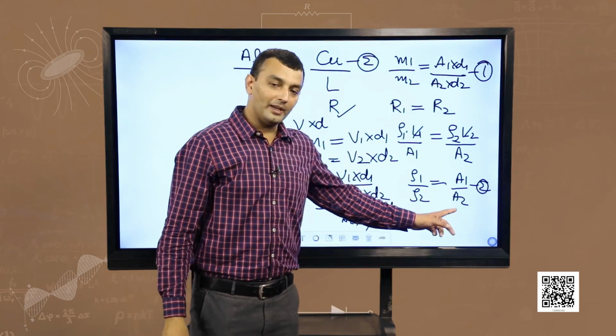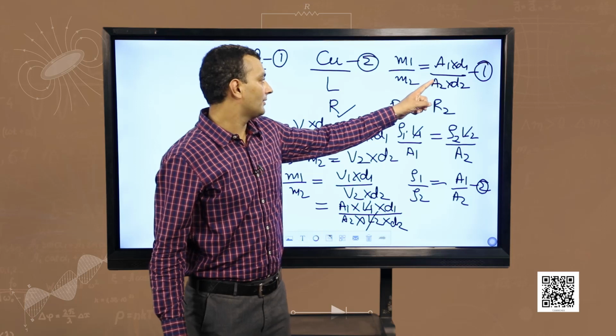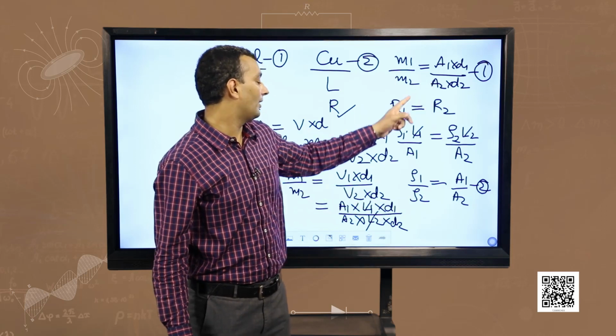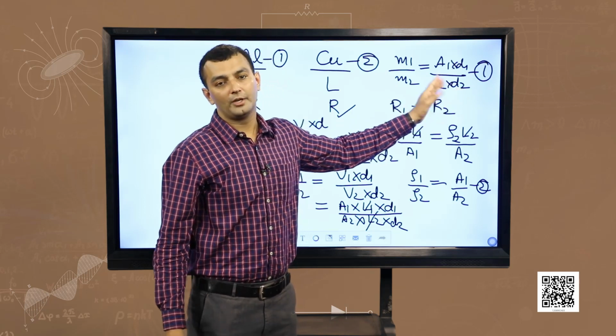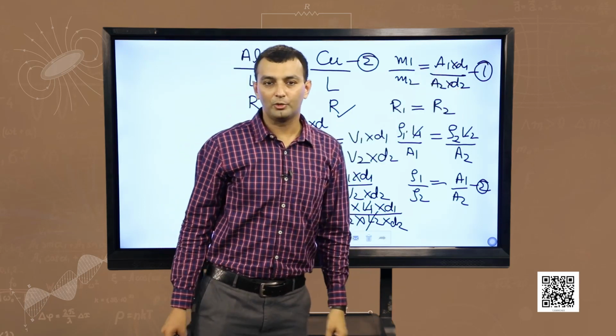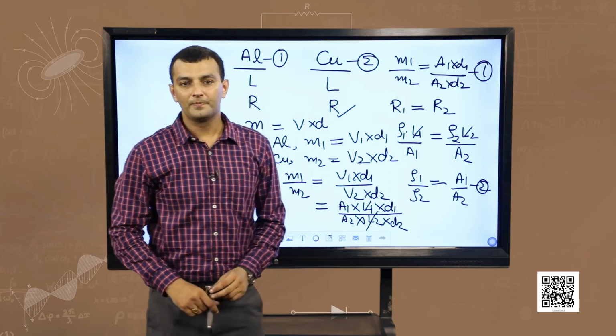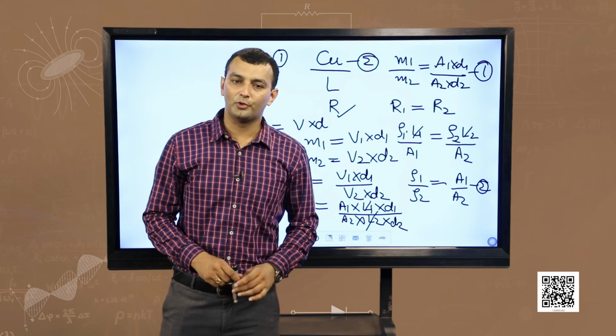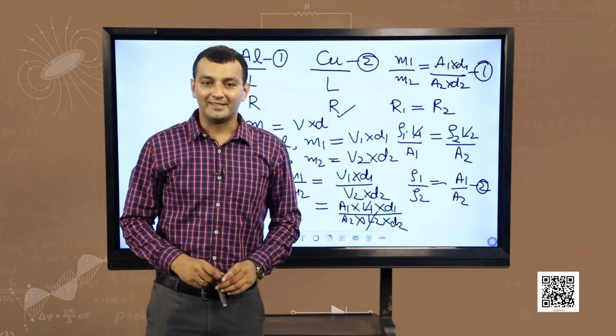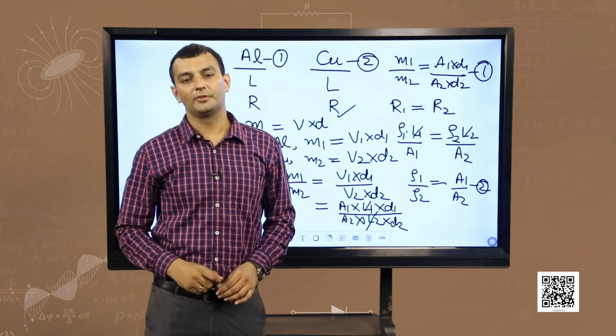Now the value of A1 by A2 can be replaced in this equation, and then we will have M1 by M2 equals rho 1 by rho 2 into D1 by D2. Now all these four parameters are given in the question. If you put the value, then you will be getting that M1 by M2 comes out to be 0.46. So aluminum is lighter than even half of copper's mass.